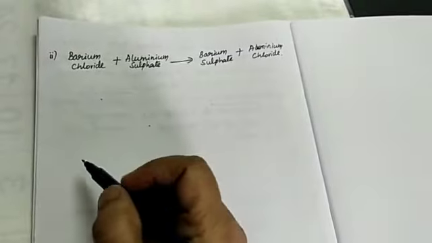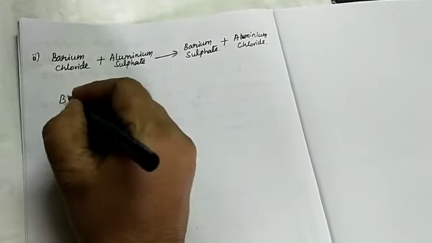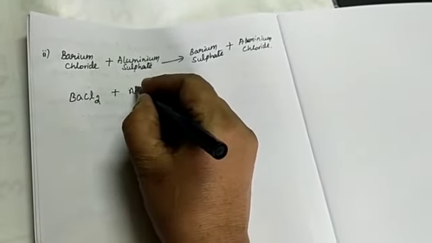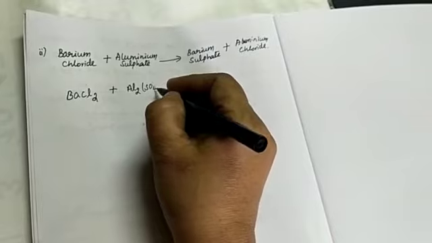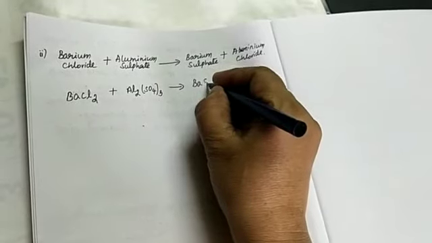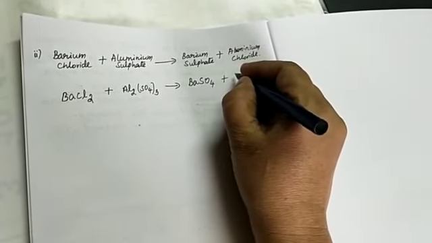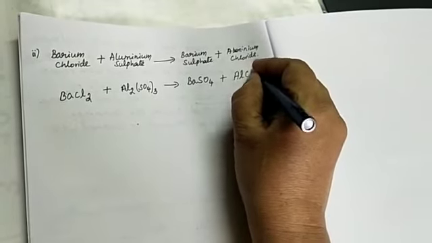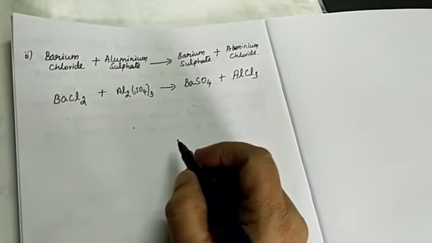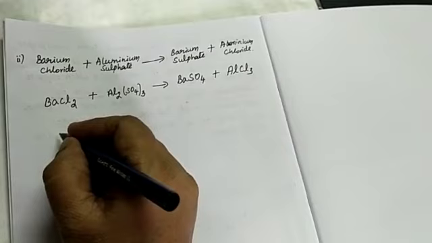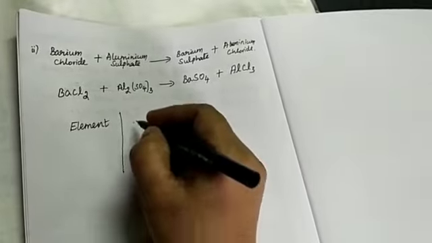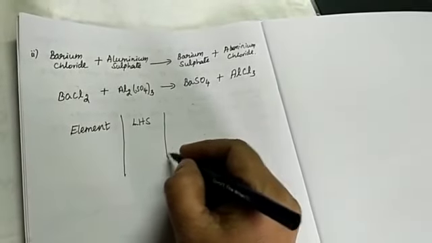Now let us write the formula. Barium chloride, BaCl2. Now aluminum sulfate, Al2(SO4)3, gives barium sulfate, BaSO4, plus aluminum chloride, AlCl3. Now writing of the equation is over. Now the next step is to balance the equation. So in order to balance, we will write the tabular column. Element, then LHS, RHS.